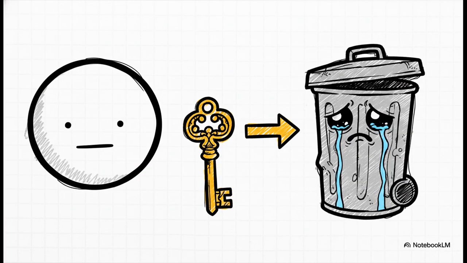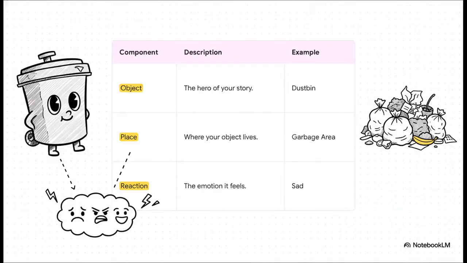So here's where the real magic happens. It's not really about the tool itself, it's all about how you talk to it. A really well-structured prompt is the difference between getting a generic picture and getting a character that actually feels like it has a story. The best way to think about your prompt is to break it into three simple parts. First up, the object. Who's the hero of our little story? In this case, it's a dustbin. Second, the place. Where does our character live? A garbage area. And finally, the reaction. What is it feeling? Is it sad? Is it angry? Is it happy? This little formula gives the AI all the context it needs to nail it.